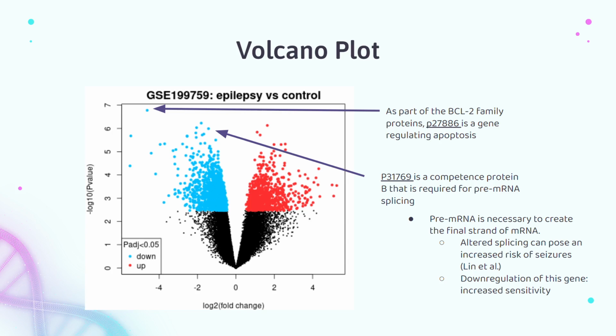In epilepsy, there's something called seizure-induced neuronal death. It's not programmed or on purpose, and it may destroy healthy cells instead of the non-functioning ones, which will explain why BCL2 family proteins are downregulated because they no longer serve the best purpose. P31769 is a competence protein B that is required for pre-mRNA splicing. So pre-mRNA is necessary to create the final strand of mRNA, and altered splicing can pose an increased risk of seizures. The downregulation of this gene means there's increased sensitivity for seizure onset.